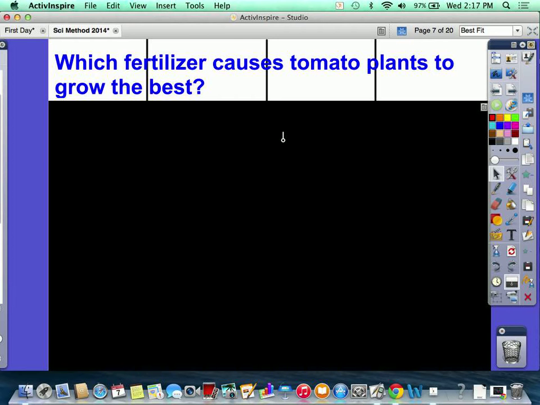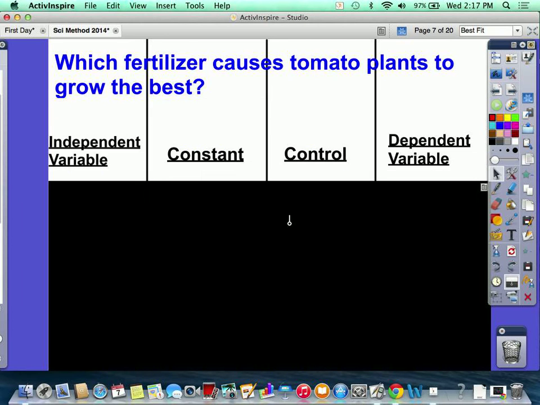Now, no matter what experiment we're talking about, we're going to go through and identify 3 or 4 things. So I've got 4 columns on our paper, and here are the things that we're going to be looking for. What is the independent variable? So write that in the first column, underline it. So we're going to write some things underneath. What are the constants? What is the control, if there is one?